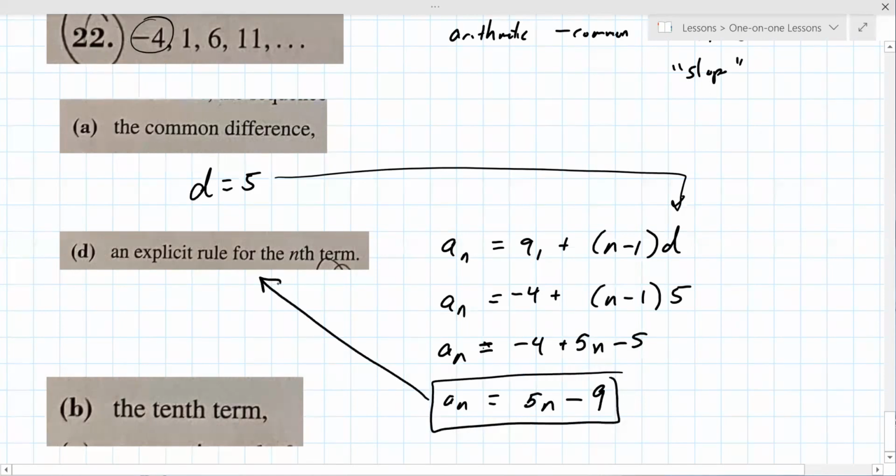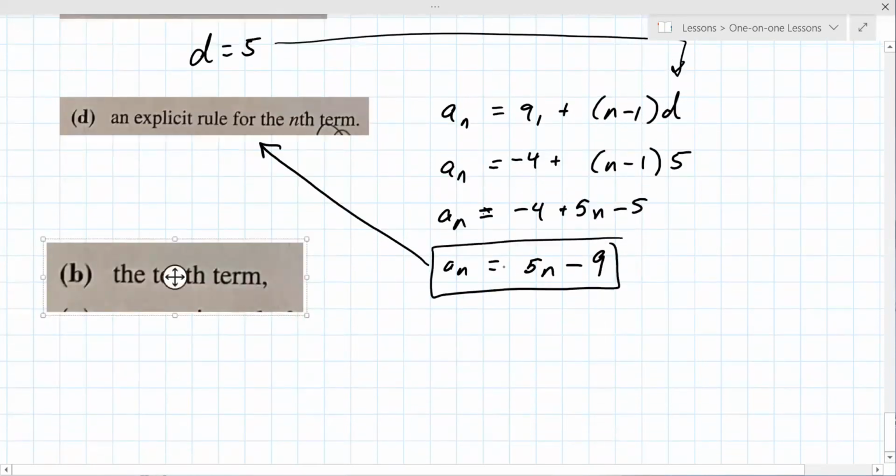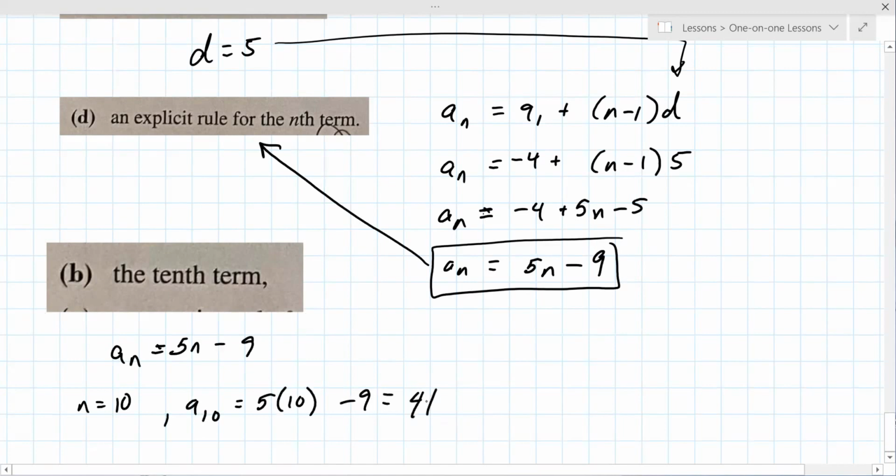Now, I know we're doing this out of order, but generally the first thing you always do is find the rule, because then when you want to find the 10th term, you can just plug it in. You put n equals 10 in, and you get a10 equals 5 times 10 minus 9, which is 41.